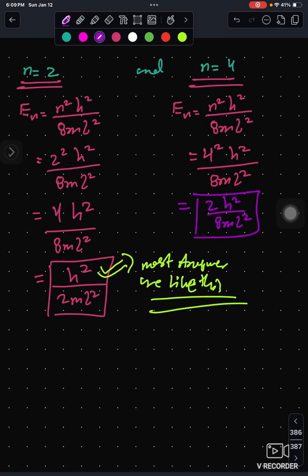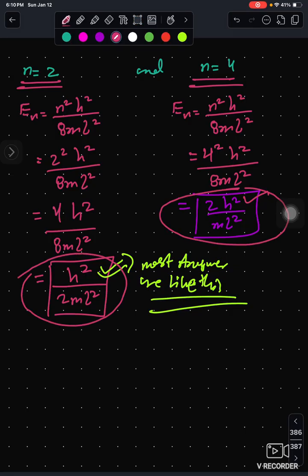So the two possible outcomes of the energy are h squared over 2 m L squared, and the second one is 2h squared over 8 m L squared, not 8, because 16 and 4 squared over 8 cancels out, so it's only this. So these are the possible energy outcomes.